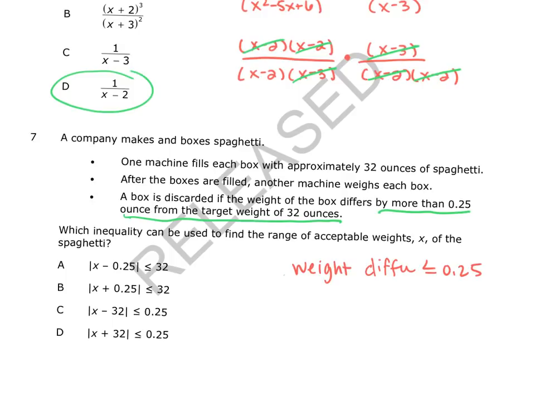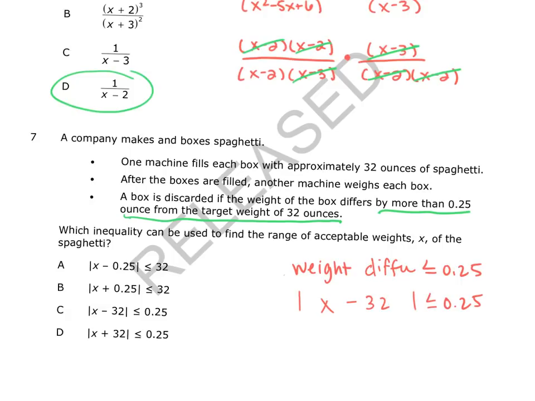So the difference in the weight from what it's supposed to be would be whatever the difference is between the 32 and whatever my weight I'm getting is. So that one would be C. That's just a reasoning thing, thinking about your restrictions. You can also graph this and test some X values, right? Like see if 31 ounces would work, so on and so forth.